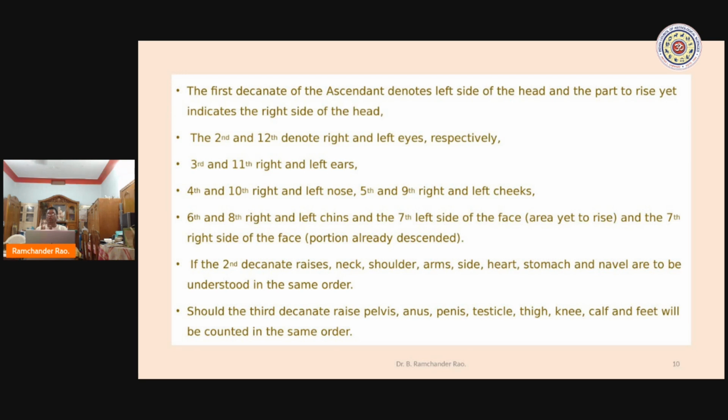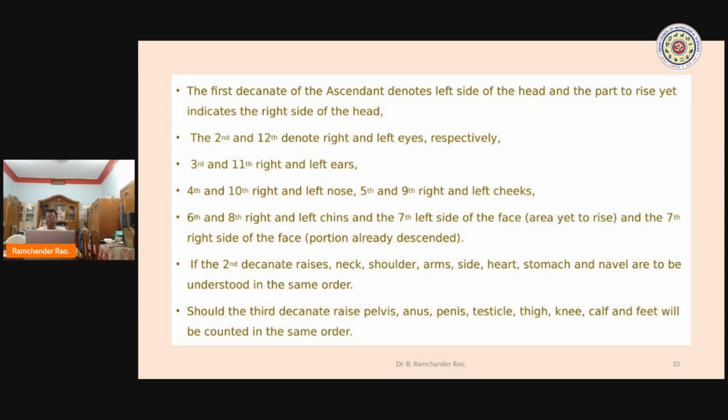The second and 12th denote the right side and left side of the eyes respectively. The third and 11th, right and left ears. The fourth and 10th, right and left nose. Fifth and 9th, right and left cheeks. Sixth and 8th, right and left shins. Seventh, left side of the face area yet to rise, and the seventh right side of the face portion already descended.